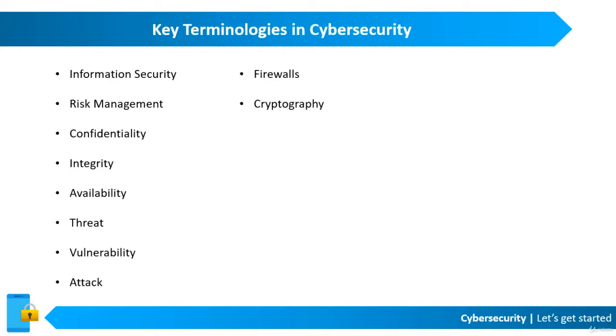Cryptography is the process through which the CIA triad of information security is maintained. So cryptography is used to see whether the system is following confidentiality, whether the data is not altered, whether it follows integrity, and the data is available when and where it is needed. Encryption and decryption is the process through which confidentiality, integrity, and availability are achieved. We are going to see encryption and decryption in upcoming sections as well.